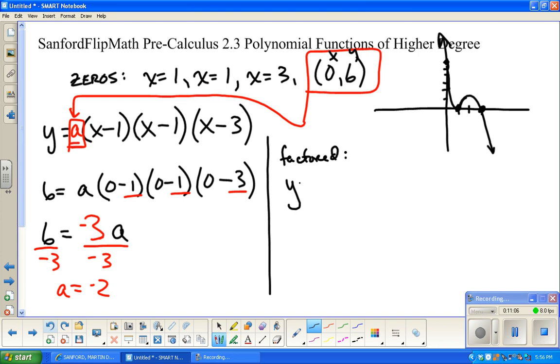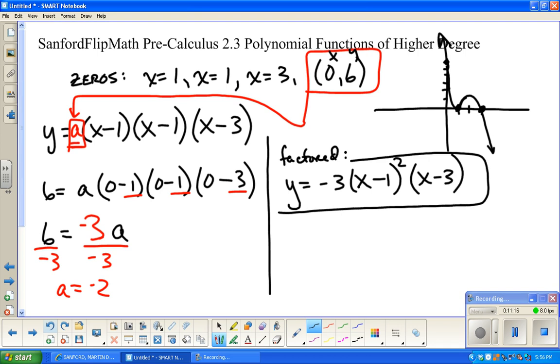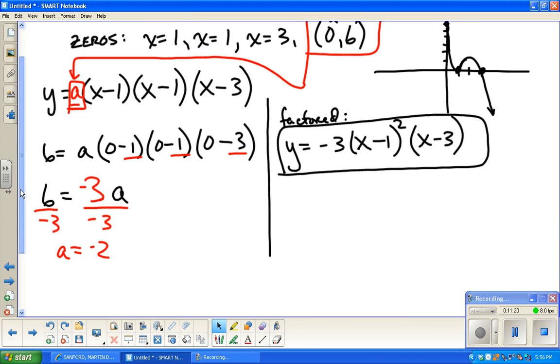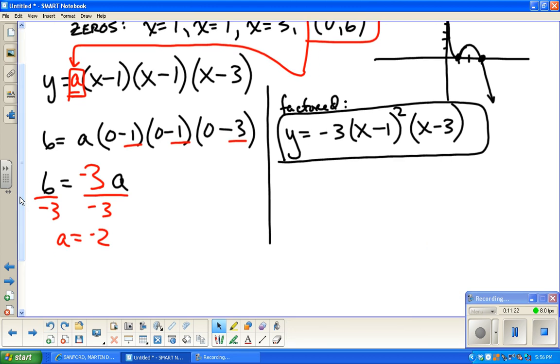Okay, so in factored form, this would be y equals -2, x minus 1 squared, x minus 3. Now, I'm going to be a little lazy and write that in a little shorthand notation there. Okay, and then one other thing I want to do with this before I leave this, there's a term called multiplicity, which just has to do with things happening more than once.